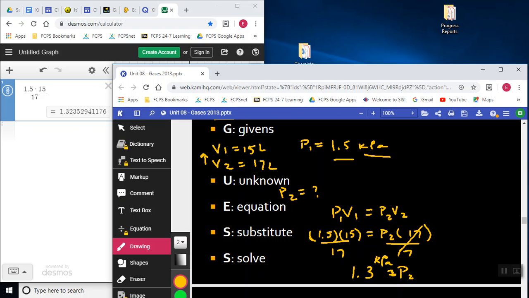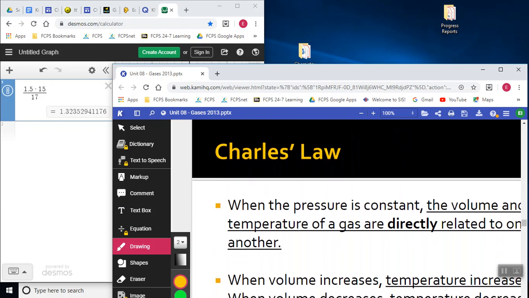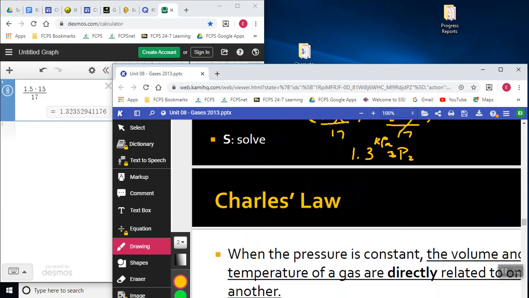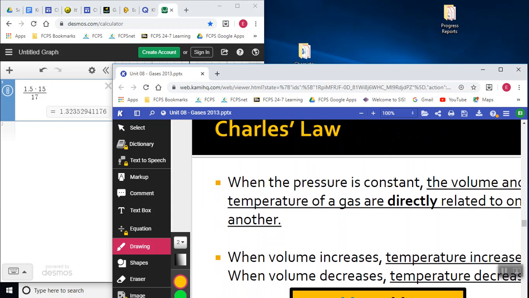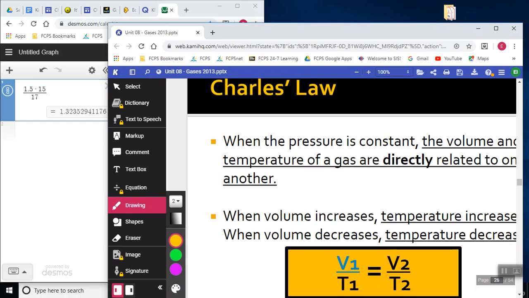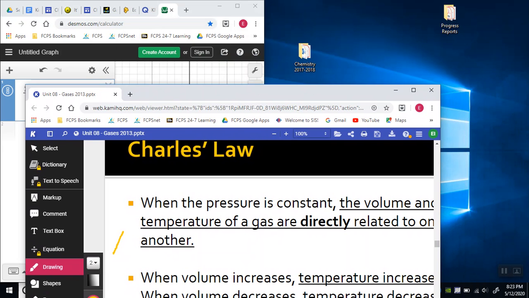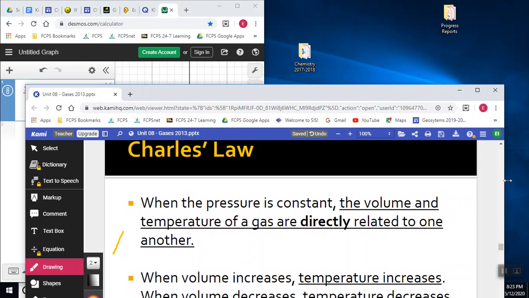All right. So that is Boyle's law. Boyle's law had to do with pressure and volume. Charles' law is talking, now the pressure is constant, we're talking about volume and temperature. So volume and temperature. And this is different too. It's directly related.